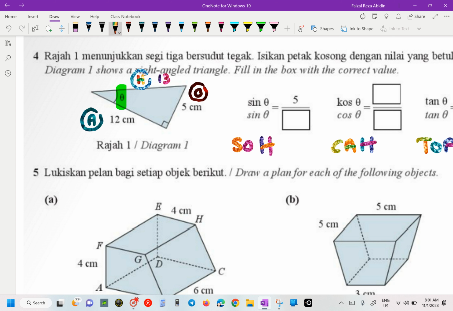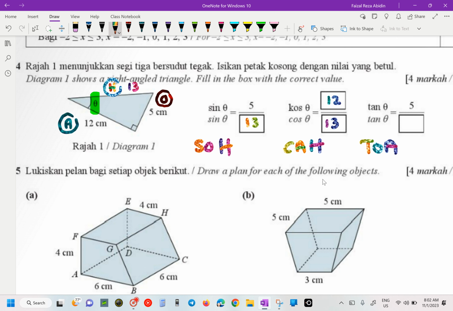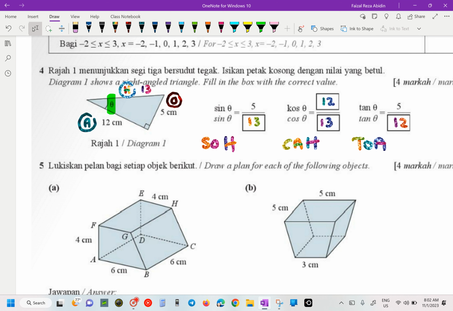Because we are going to find the hypotenuse, so 12 squared plus 5 squared, you're going to get 169, square root of 169, you're going to get 13. So straight away, opposite 5, hypotenuse 13. Adjacent 12, hypotenuse 13. Tangent: opposite 5, adjacent 12. Wow, 4 marks. Can? Can.